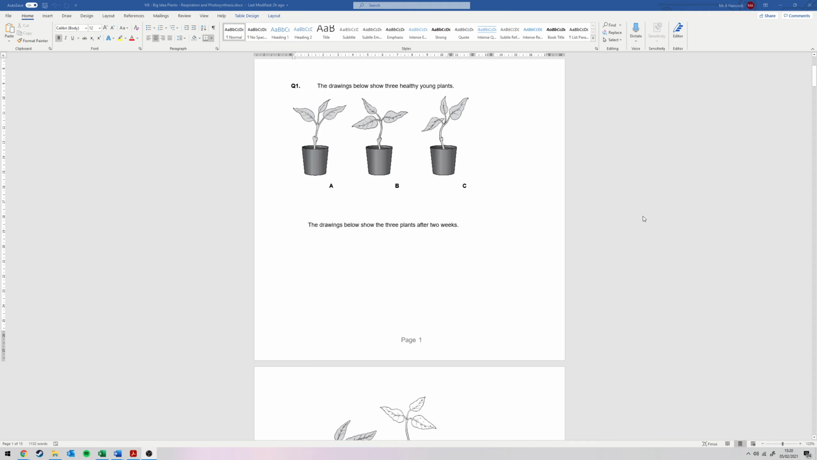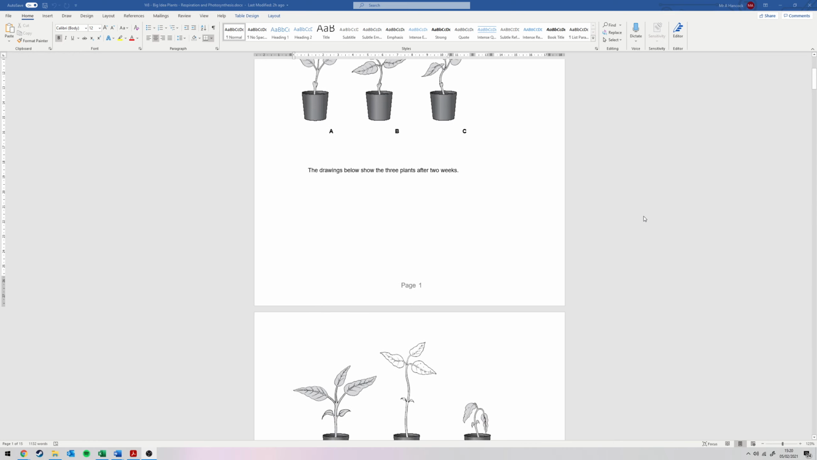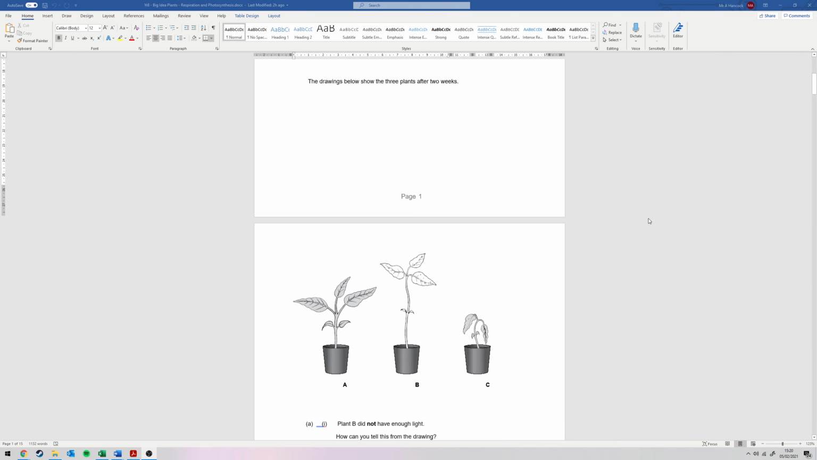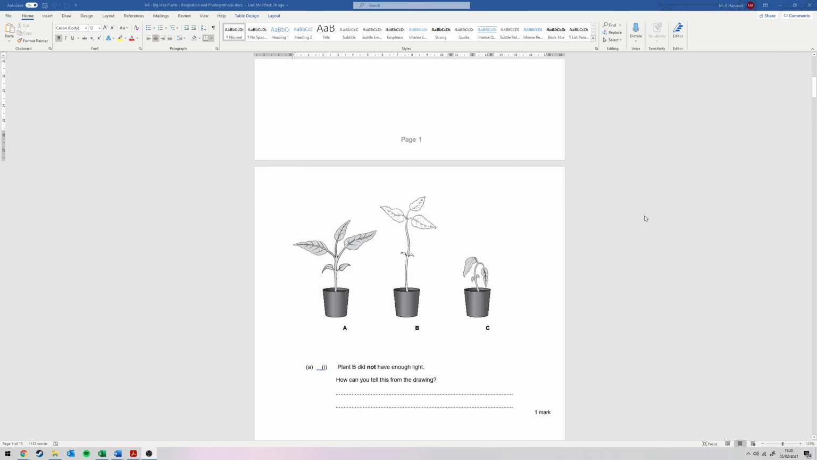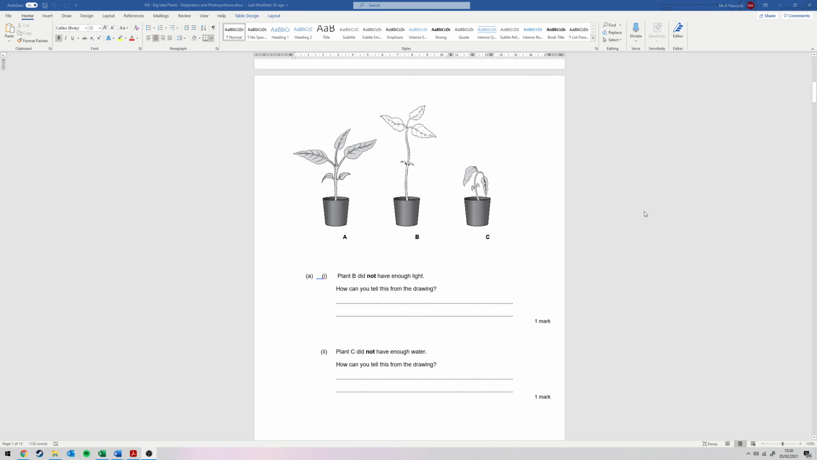Question 1. The drawing below shows 3 healthy young plants. Then, the drawing below shows the 3 plants after 2 weeks. Plant B did not have enough light. How can you tell from this drawing? Part 2. Plant C did not have enough water. How can you tell from this drawing?